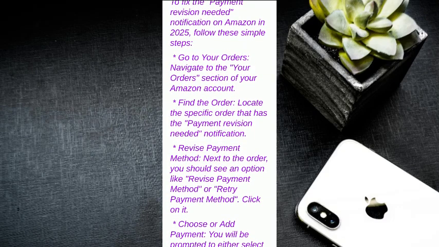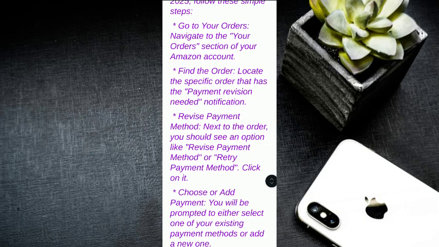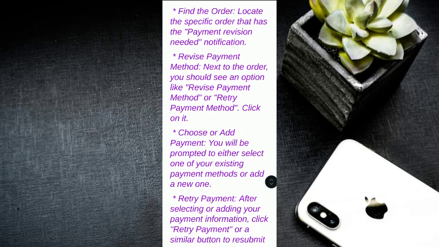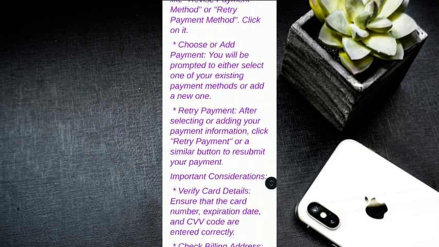Go to your orders. So you navigate to that section of your Amazon account, locate the specific order that has the payment revision needed notification, and next to the order you should see an option like reverse payment method or retry payment method, so click on it.